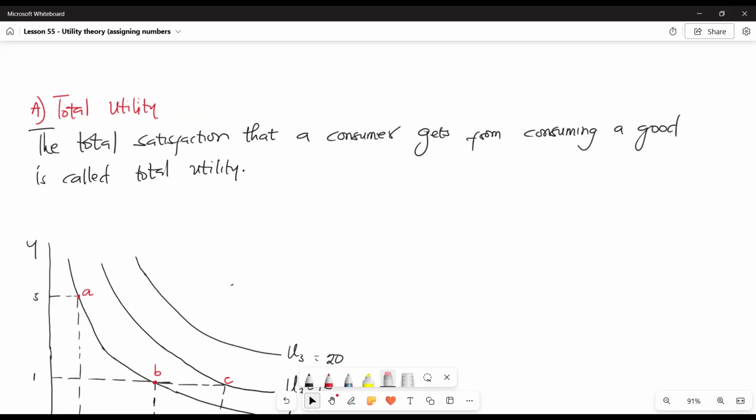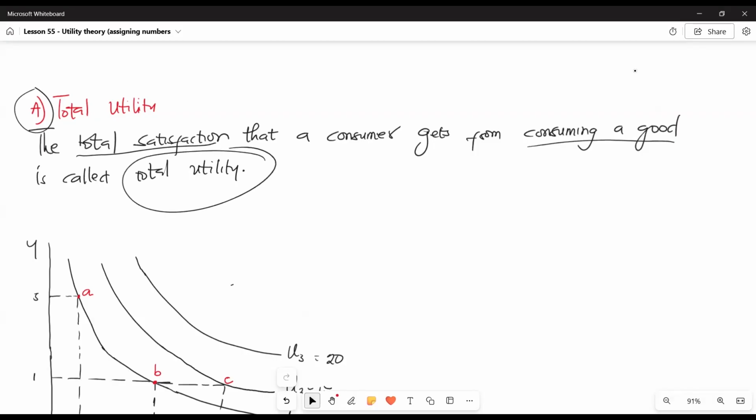Hi, welcome back. Our previous lesson was on other types of indifference curves. Today we'll be moving on to utility theory, which is assigning numbers to these indifference curves. We're going to start with total utility. So the total satisfaction that a consumer gets from consuming a good is called the total utility.